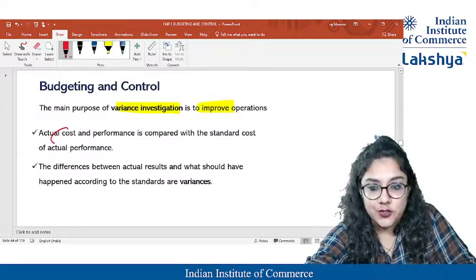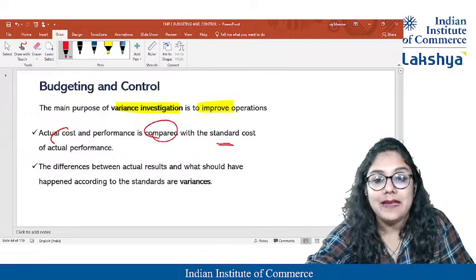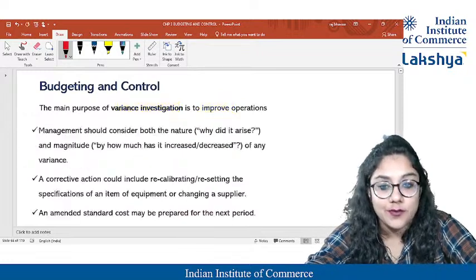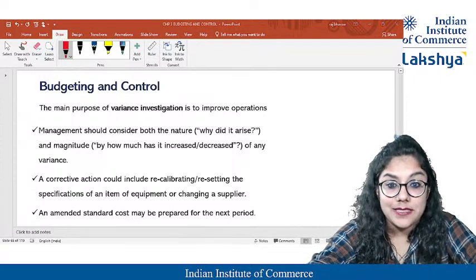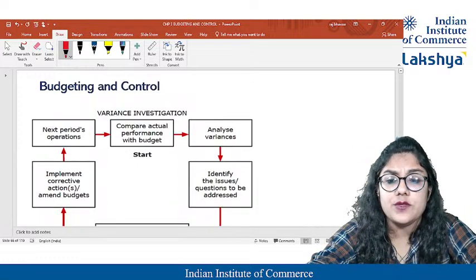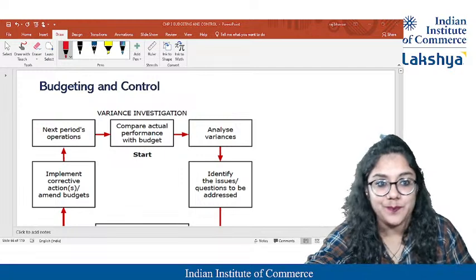The actual is compared with the standard. And if there is any difference between actual and standard, there is a variance. So if you understand this, the reason for the variance investigation is: why did it occur? Is it an increase or decrease? Who is responsible? For that, we have to do the investigation.